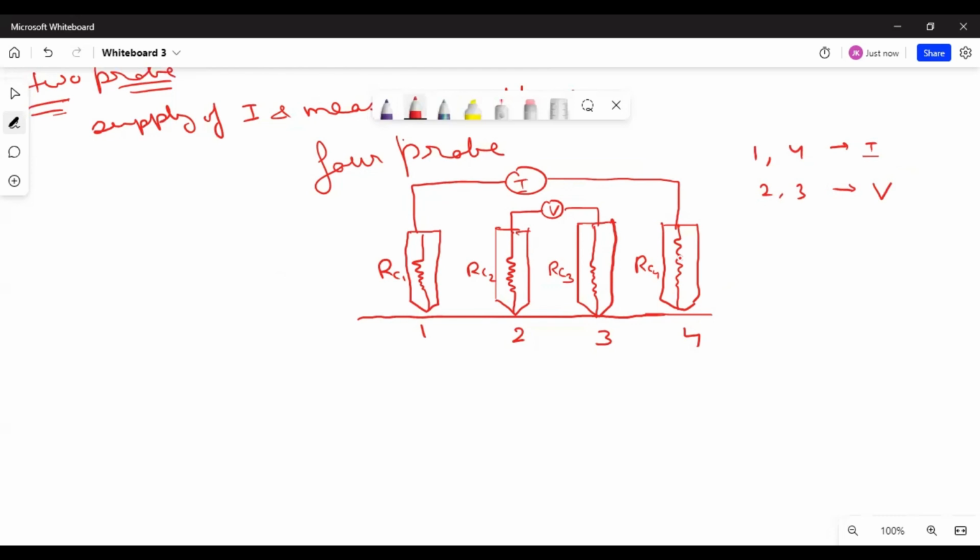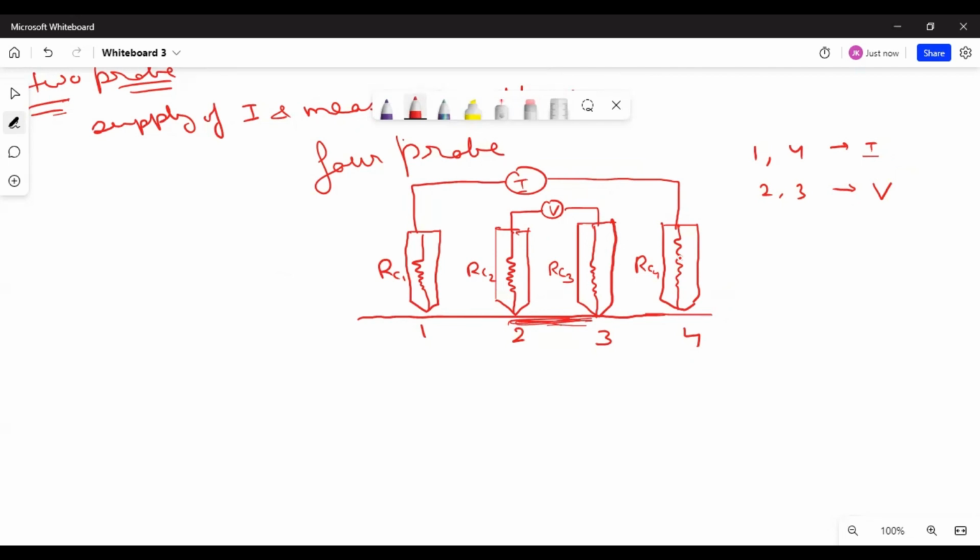Now, a voltmeter has very high internal impedance. Because of this very high internal impedance, it draws very little current. Therefore, whatever voltage drop happens is across the sample, not across the probe or contact resistance. In this way, we avoid the contact resistance.